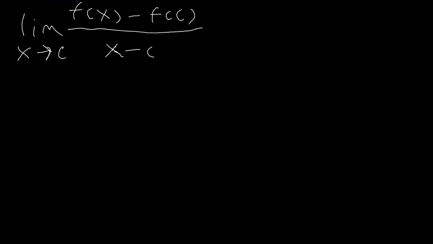So our first function is going to be f of x equals x squared minus 5, and we want to find the derivative at the point c equals 3.